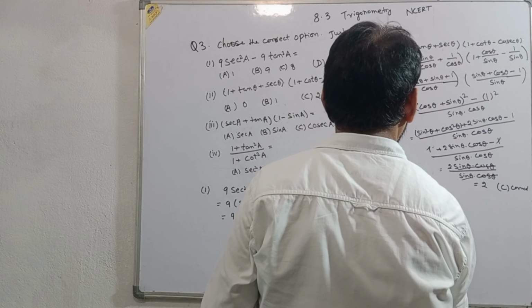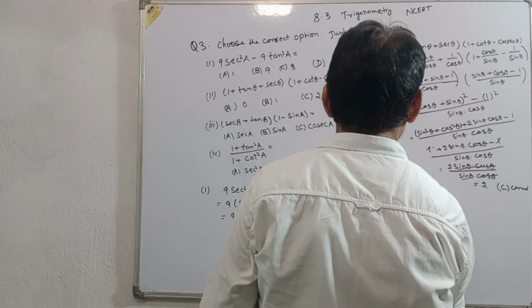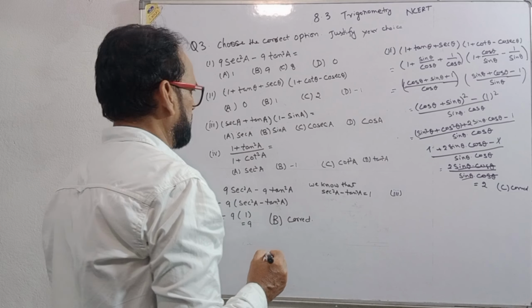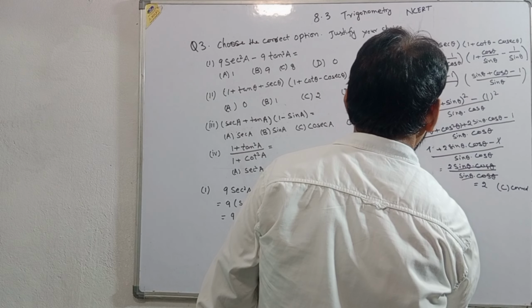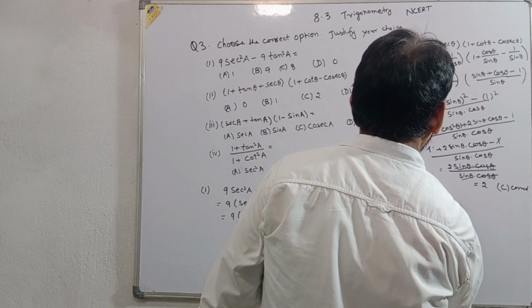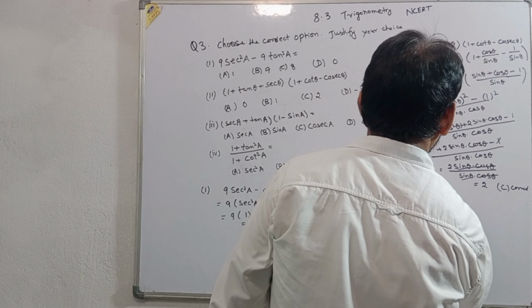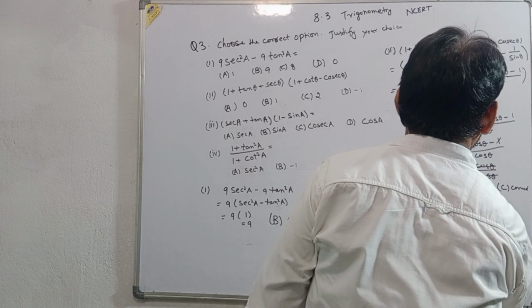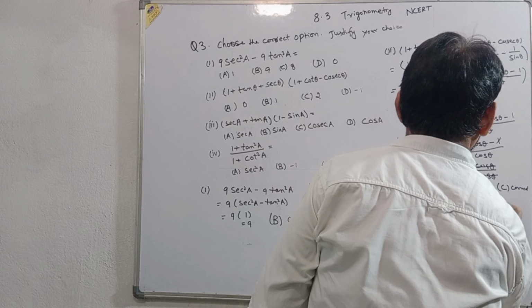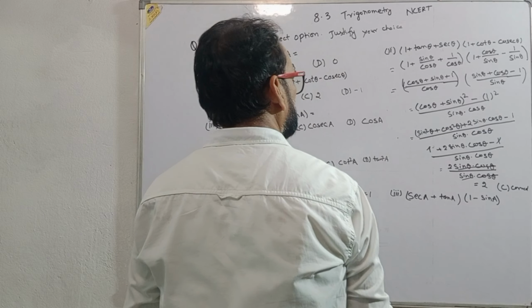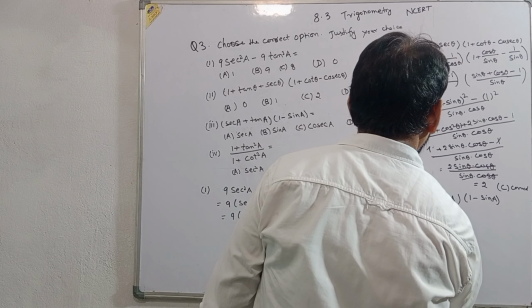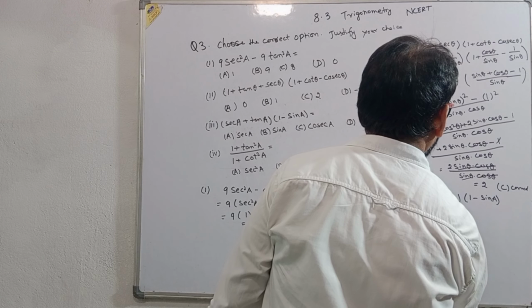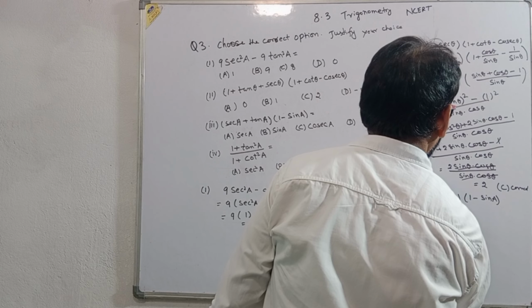Now question third. Sec A plus tan A times 1 minus sin A. Sec A plus tan A, 1 minus sin A. Here 1 by cos A plus sin A by cos A.